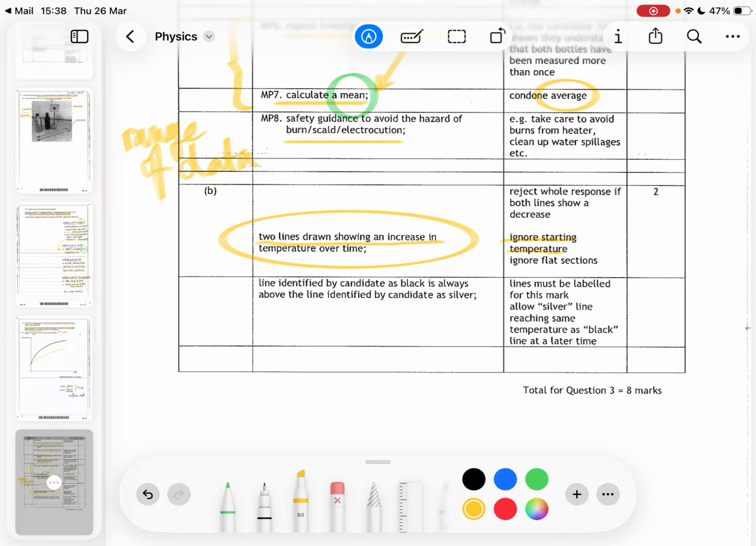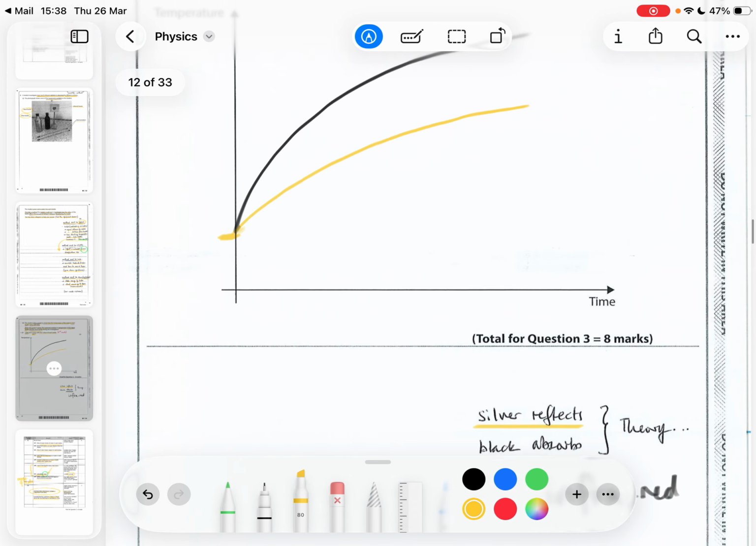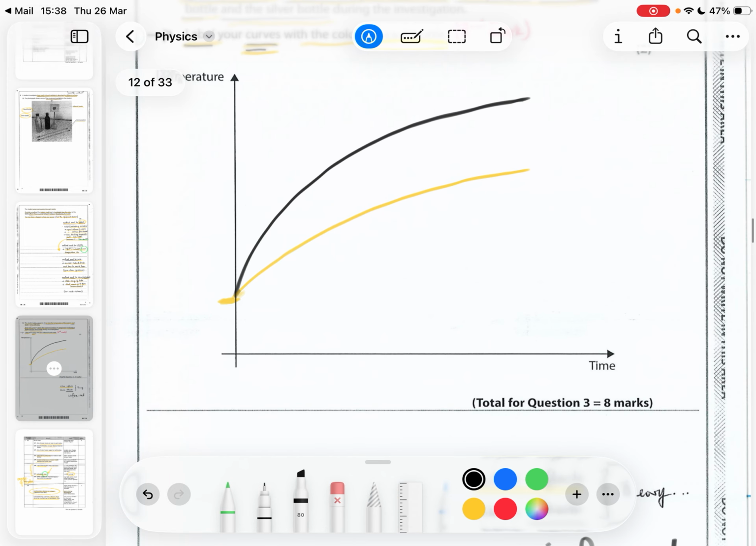And then identify, oh, this is it. The line identified candidate as black is always above the line. Yeah, so the black line, there's your second mark. The black line is above the other one. What I didn't do, I might lose a mark, I didn't label them. Yeah, so this is the black and this is the silver. Okay, obviously you're not going to be writing with a highlighter pen like I am. I apologize.